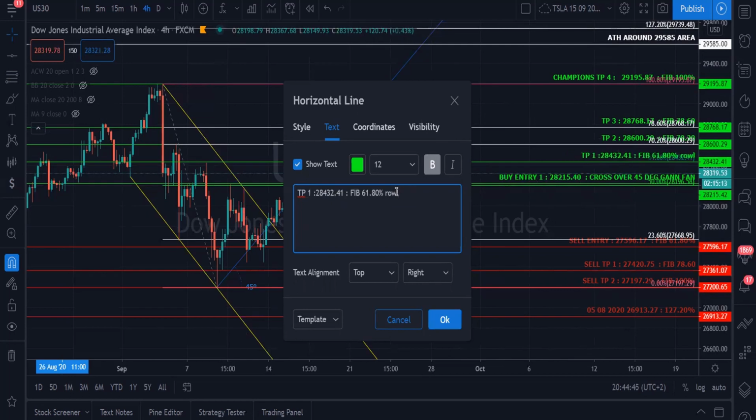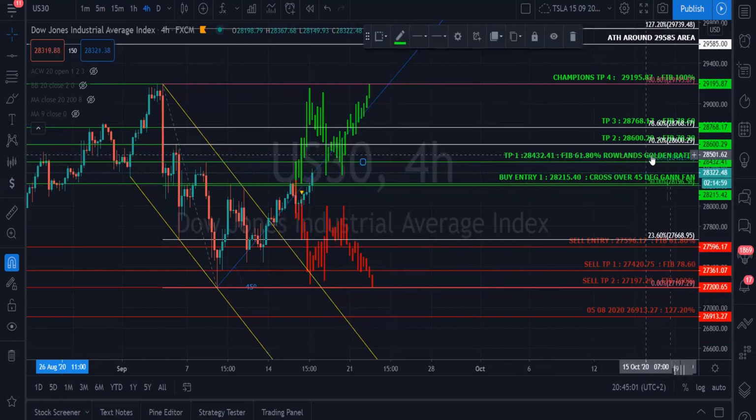I'm calling it here Rollins Golden ratio. And I'm saving that, and you see it comes here on the right hand side. So here with this Rollins toolbar, you can then write your stuff on that line. You can write here whatever you want to. You can decide to name it or nickname it, something to make you remember what that line is for.